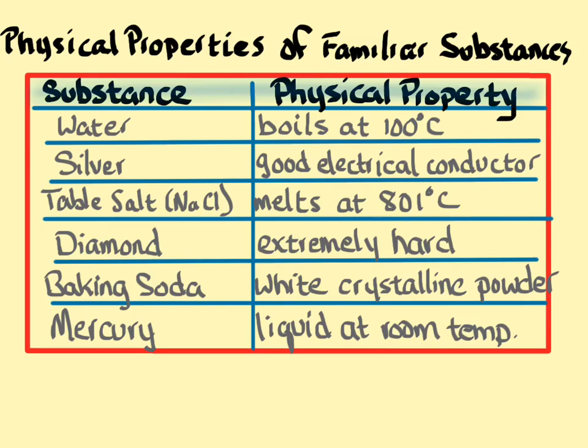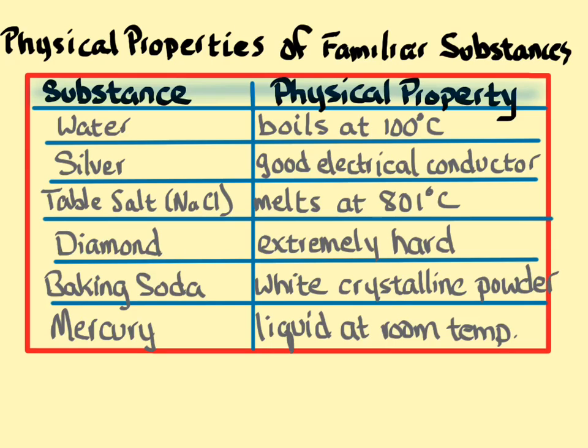It's a physical property. So, let's not forget, we're talking about physical properties here. If table salt melts, it doesn't lose its chemical structure. It is still sodium chloride. It's just in a different form. Another substance is diamond. It's extremely hard, one of the hardest materials known to man. Baking soda is a white crystalline powder, so we're describing the physical property there as being a color and a texture.